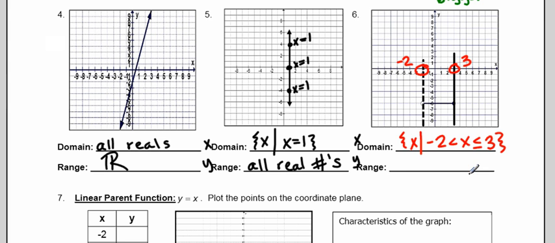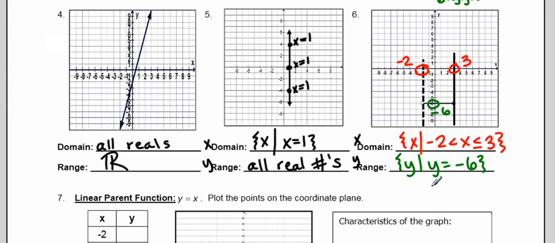Now let's look at our range. Well, our range really isn't changing. It looks like my y values are all the same, and all of my y values are -6. So my range is y such that y equals -6 because it's not changing. All of those y's go with -6.